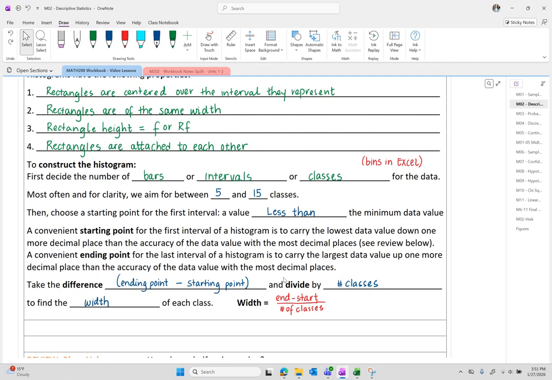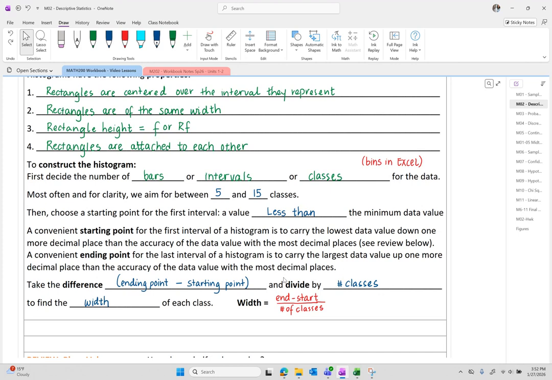And we go about covering all the data values that we have based on the number of intervals we have selected. Now, a convenient starting point for the first interval of a histogram is to take the lowest data value and carry it down one more decimal place than the accuracy of the data value with the most decimal places. And we will see some examples very soon.